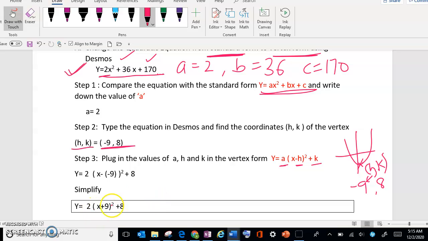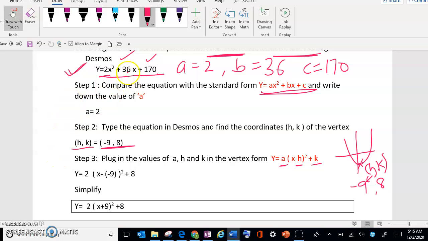So our equation becomes (2x + 9)² + 8. So this is the standard form. This is the vertex form. The standard form was like this. Both the equations are just the same. It's just a different way of writing it.